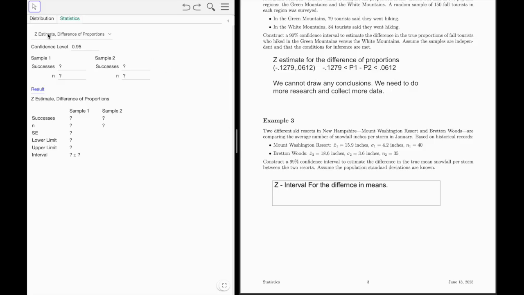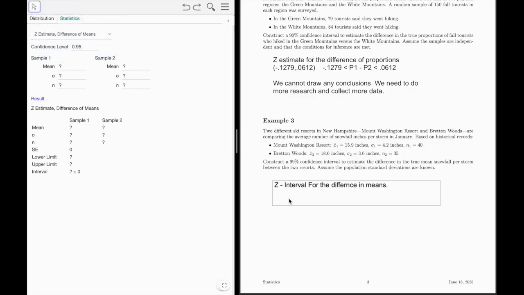So we're going to come over here and we're going to do a Z estimate for the difference of means. So we're going to choose this option here. Let's see, our confidence level is 99%, so I'm going to put in 0.99 here. The mean for my first sample is 15.9. The standard deviation for my first population is 4.2. And my sample size is 40 from my first sample.